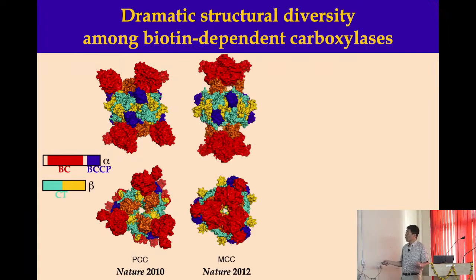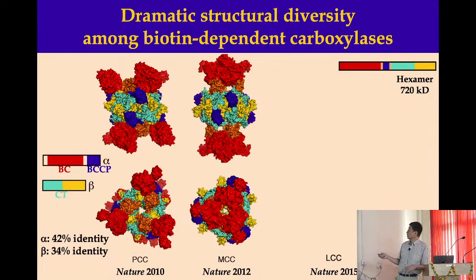We also determined the structure of bacterial MCC from Pseudomonas. So the two enzymes have an identical domain organization, but if you look at the overall structure, actually it's very, very different. The overall shape is very, very different. And they are also highly homologous in terms of sequence, 40%, 30% identical.